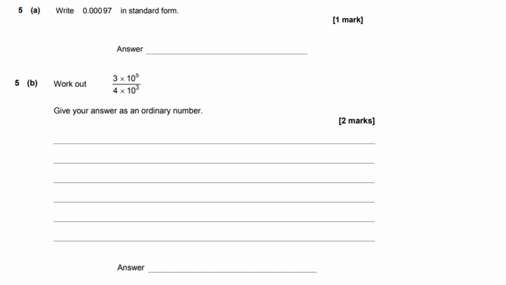Right, question 5a is asking us to write down 0.00097 in standard form.